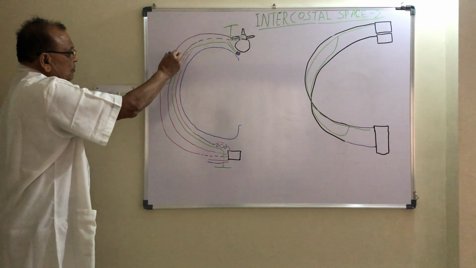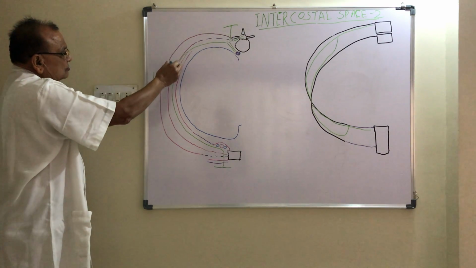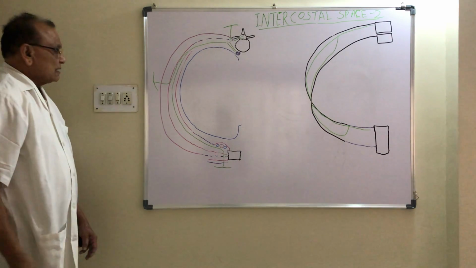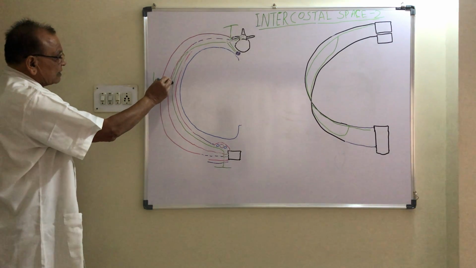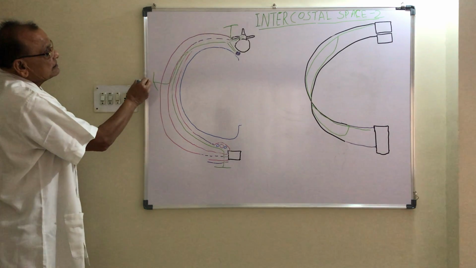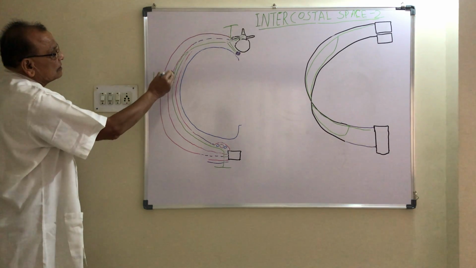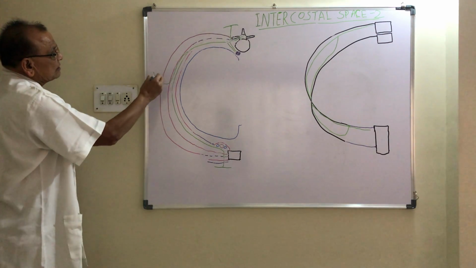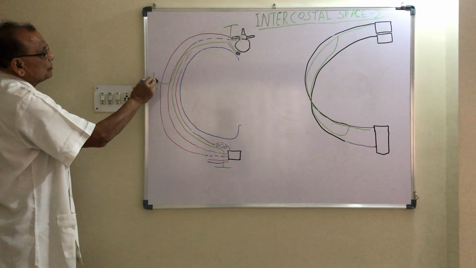The lateral cutaneous nerve first runs along with the intercostal nerve to reach the lateral side of the thorax. At the lateral side of the thorax, the lateral cutaneous nerve passes laterally, pierces the internal intercostal muscle and external intercostal muscle, and becomes a cutaneous nerve.